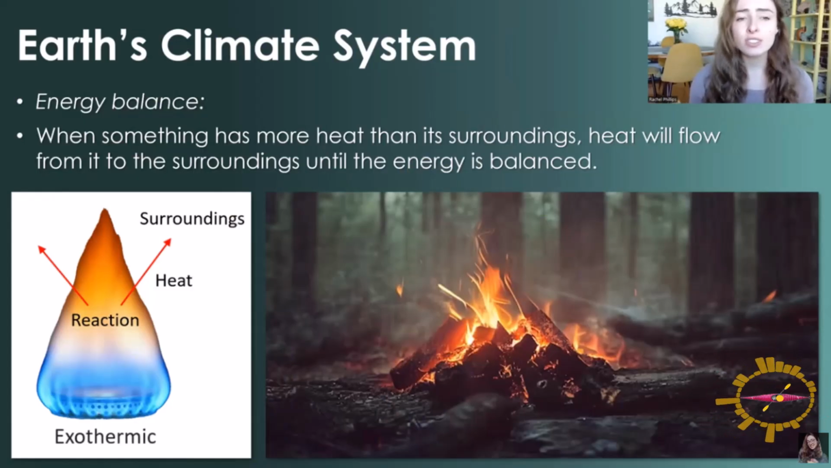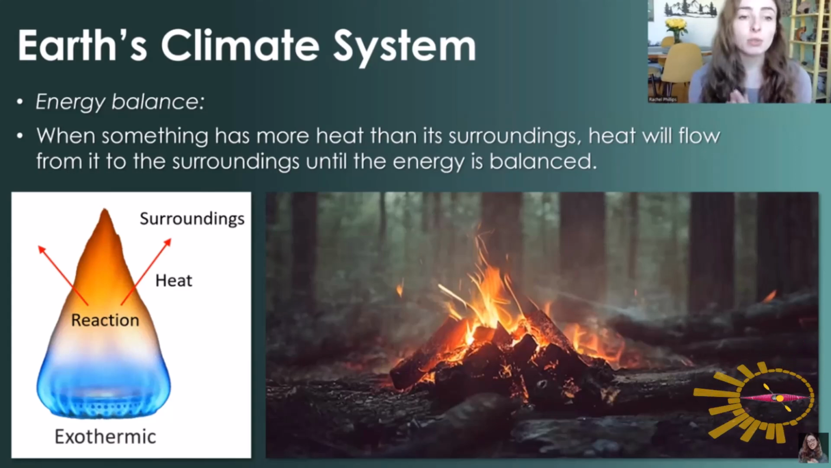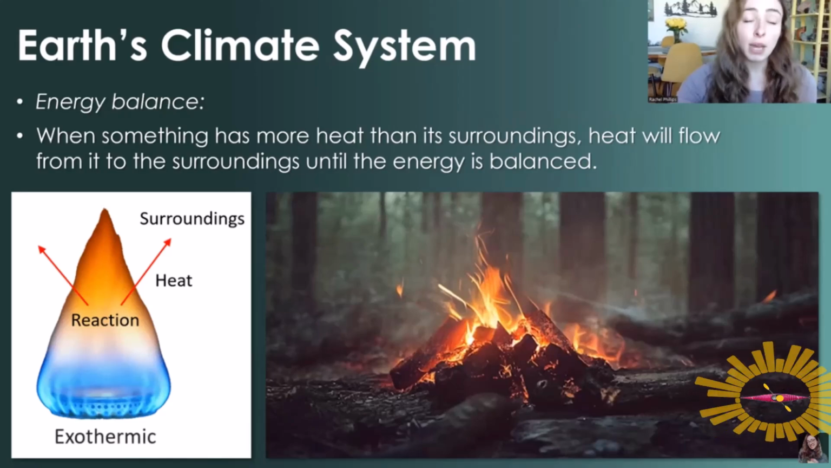First things first, Earth's climate system, and pretty much any system that involves temperature or heat, involves some sort of energy balance. So in other words, when something has more heat than its surroundings, the heat will flow from it to the surroundings until the energy is in balance.